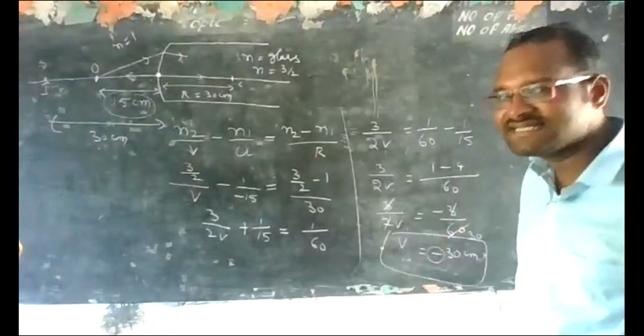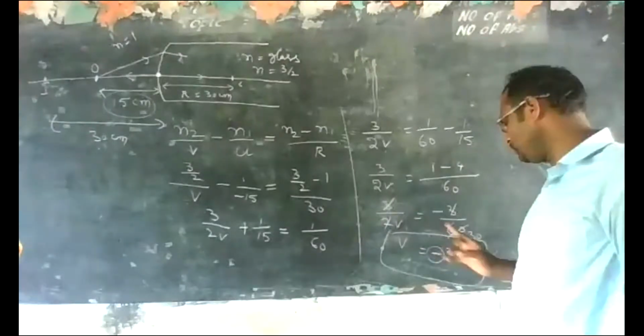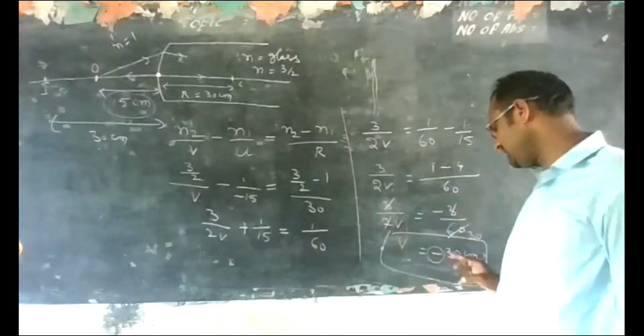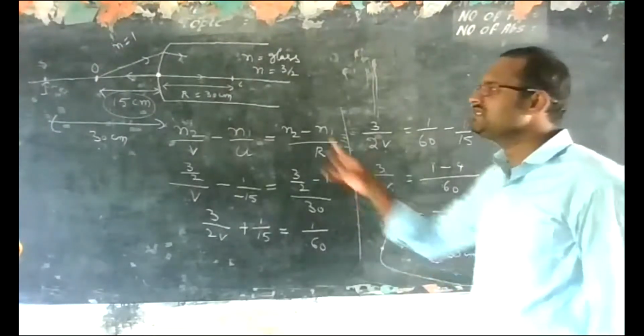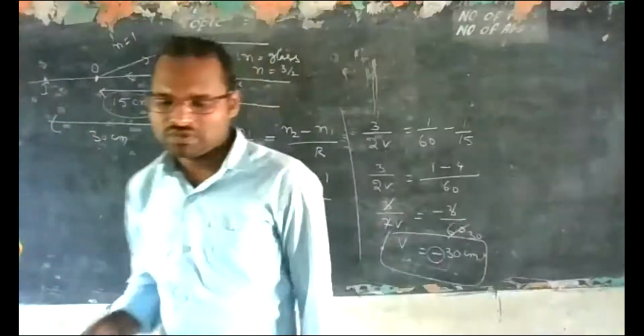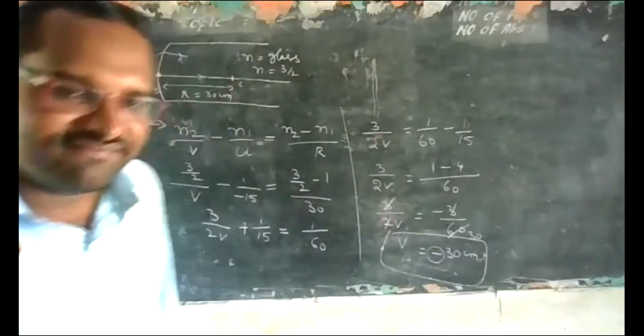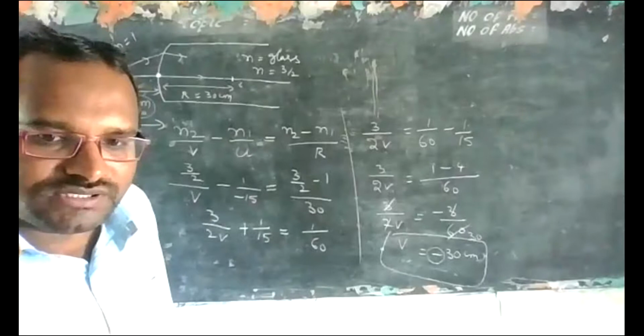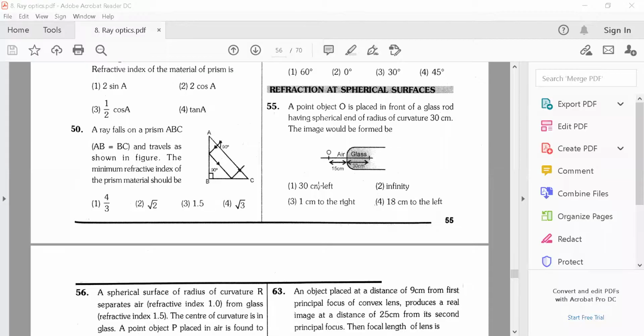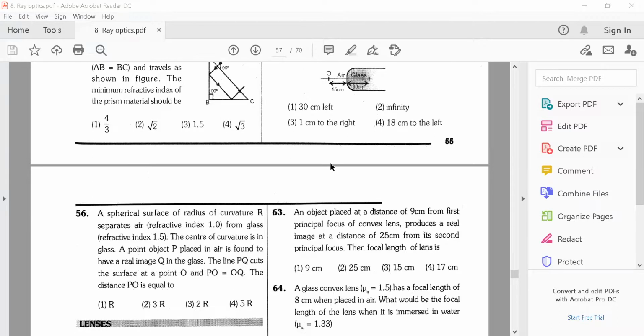So you'll get 3 cancel, 2 30 back. So 1 by V means 1 by 30, V will be 30. Here the minus sign indicates the image is on the left side. So the option should be 30 left side. Let us see the options. Yeah, here are the options. See, 30 centimeter left, and there is no such option. If right is there, we have to check one more time. So 30 centimeter is there, so option 1 is the right answer. Question 55, option 1 is the right answer.